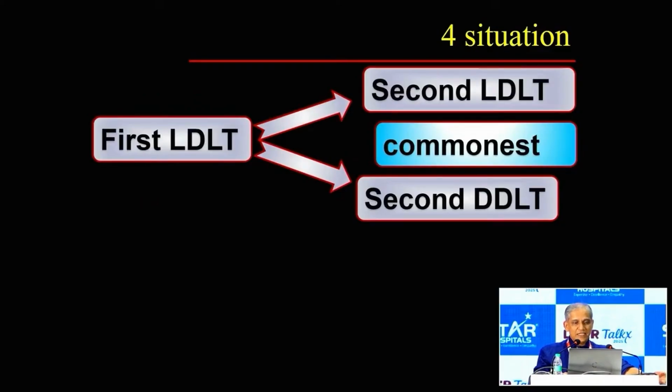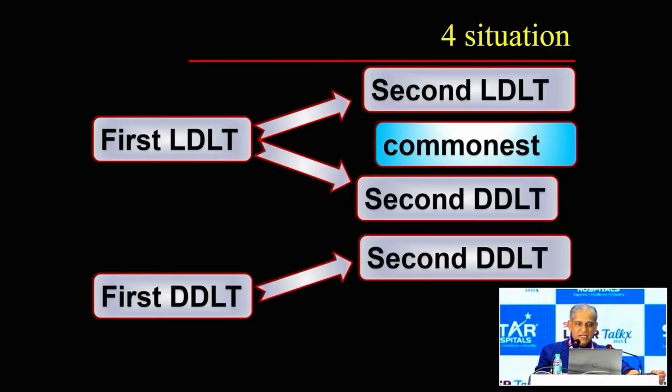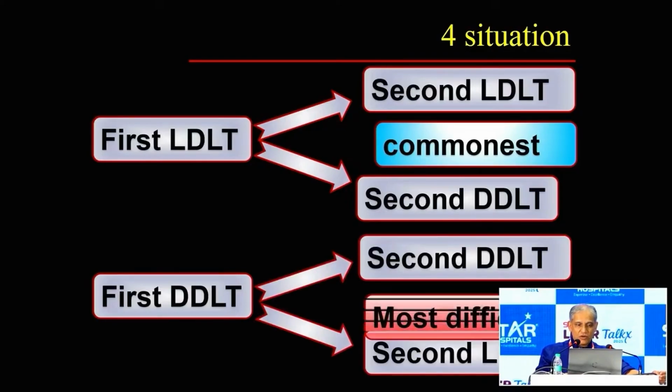Coming to the technical aspects, there are four situations. First is an LDLT followed by a second LDLT, which is perhaps the commonest in areas where living donor liver transplant is predominant, like India, Japan, Korea. If DDLT is available, it will be a second DDLT. Or it could be a first DDLT followed by a second DDLT, or rarely a second LDLT. And the situation of a first DDLT followed by a second LDLT is the most difficult combination.